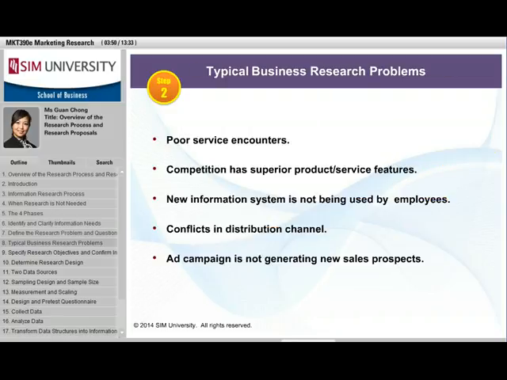Typical business research problems may include poor service encounters, competitors having superior product or service features, a new information system not being used by employees, conflicts in the distribution channel, and an advertising campaign not generating new sales prospects.